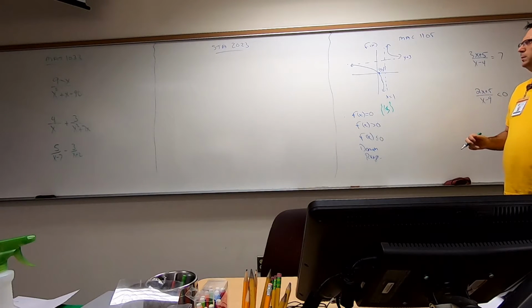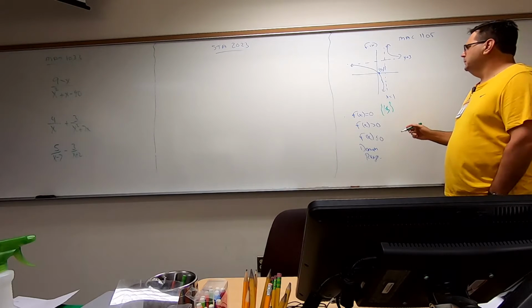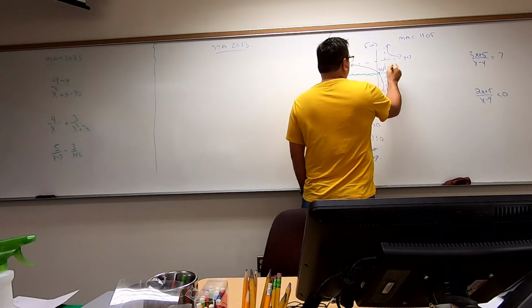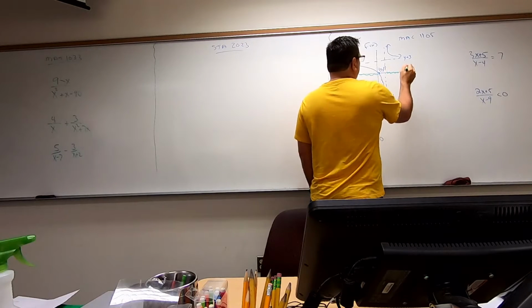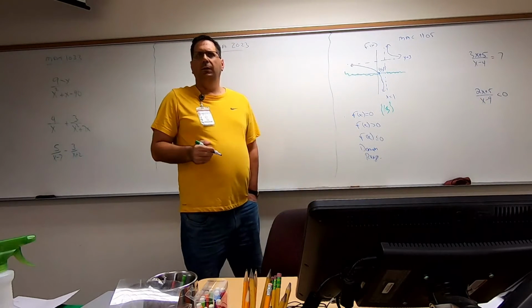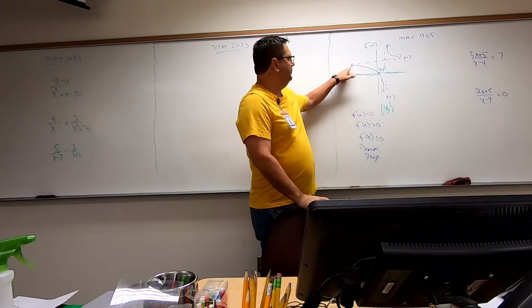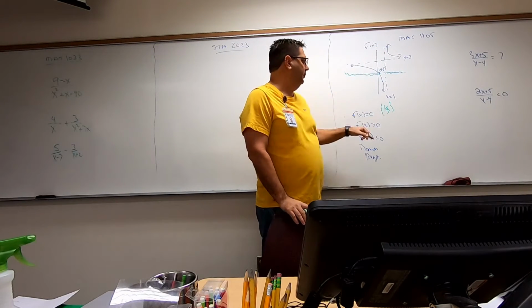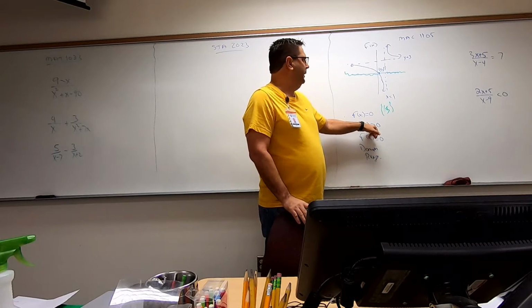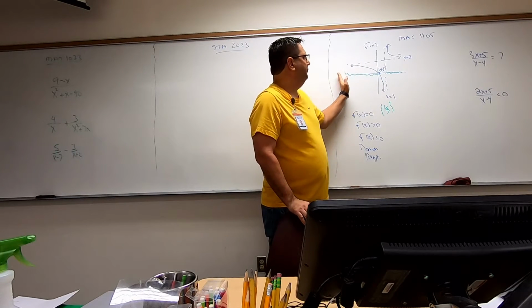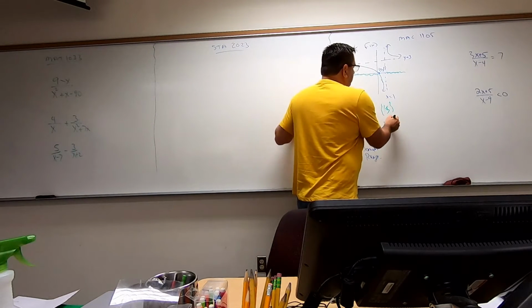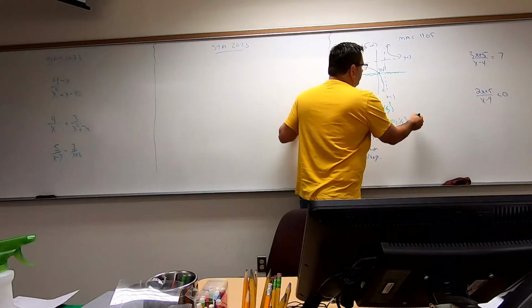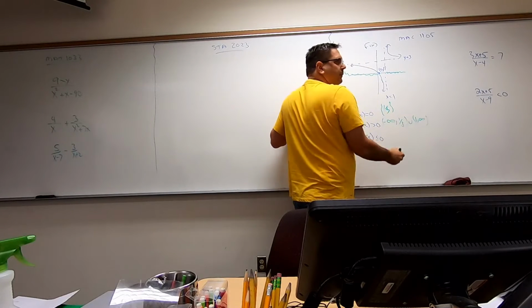Now, when is f of x greater than 0? It is greater than 0 from negative infinity to 1/3 and from 1 to infinity. Okay, this part is above the axis, this part is above the axis. And that's what we're looking at. Greater than 0 meaning above the axis: negative infinity to 1/3, union 1 to infinity. Okay.